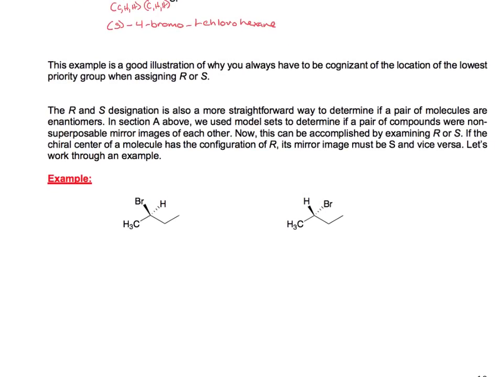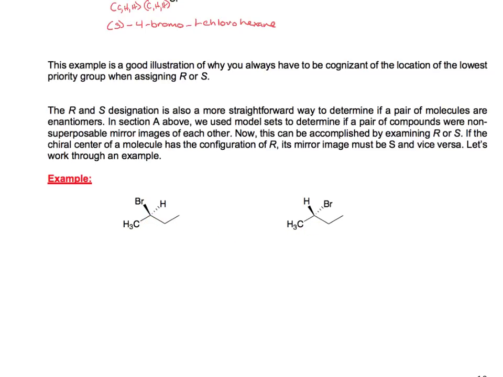So, just by using the R and S designation, it's a very straightforward way to determine if a pair of molecules are enantiomers. So, here are two examples, and we can determine if these two things are enantiomers by redrawing them so that we line them up so they look like mirror images, or we could just assign the stereocenter here, because mirror images are going to have opposite stereochemical designations. So if this guy is R, its mirror image then should be S.